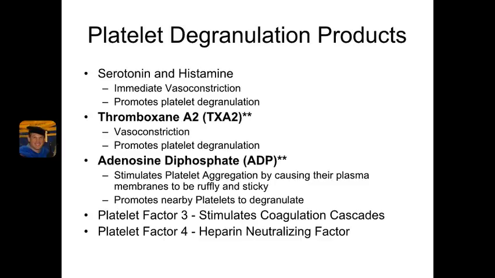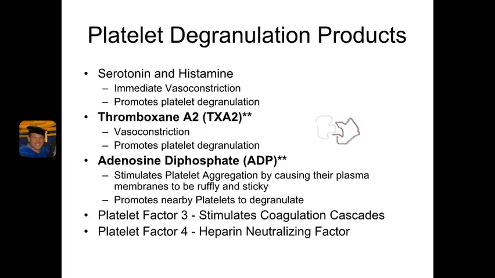The next product is ADP. Yes, the exact same stuff that ADP turns into ATP. ADP is going to stimulate platelet aggregation by causing the plasma membranes of the platelets to become ruffly and sticky. So imagine for a moment that your normal platelet looks kind of like that. When they try to stick to each other, there's not much surface to do the sticking. So what would happen if we change the shape to be something like this? Now there's more places for them to stick to one another. So that's what we're talking about when we say it becomes ruffly and sticky.